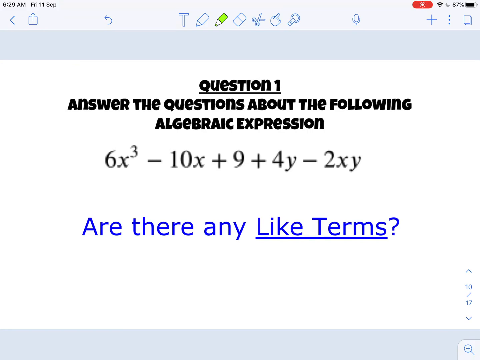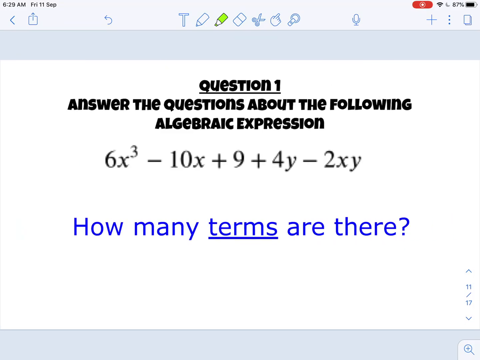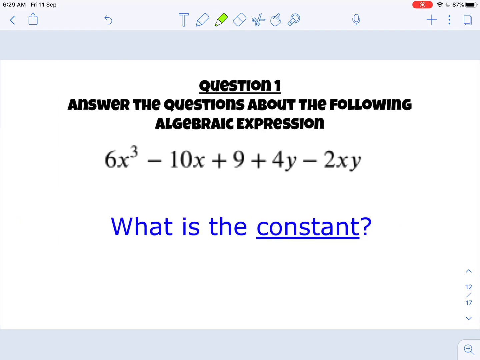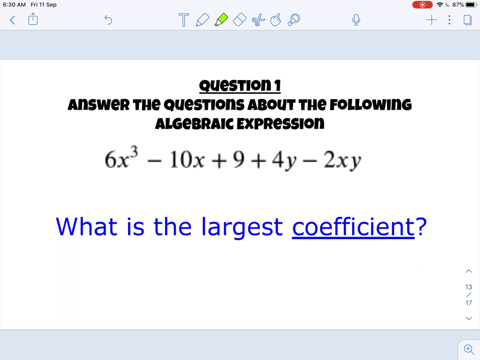Question 1. Are there any like terms in this expression? Question 2. How many terms are there? Question 3. What is the constant? Question 4. What is the largest coefficient?